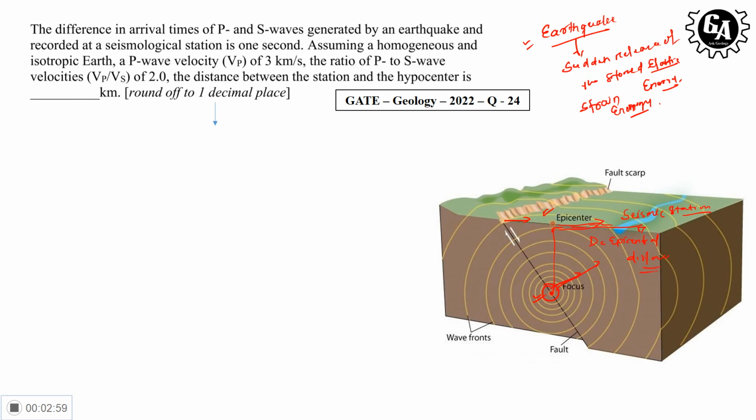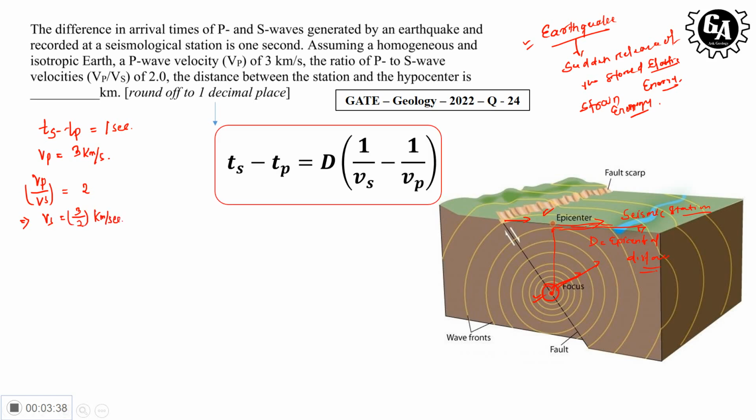So in this question, what are the given facts? Let us see. For P wave and S wave, the difference Ts minus Tp is given to be 1 second, and Vp, the velocity of P, is given to be 3 km per second, and Vp by Vs is given as 2. So from this we can calculate the velocity of S wave: Vs is equal to 3 by 2 kilometer per second. Up to here this is clear.